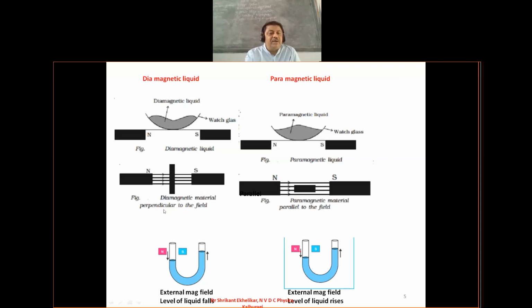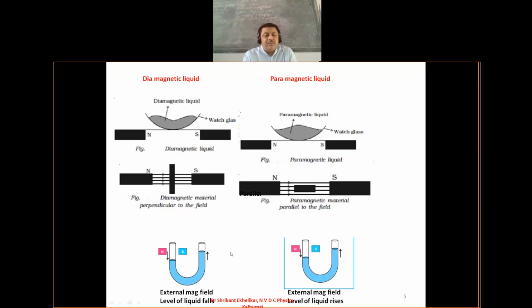So, if a diamagnetic material is suspended, then it stands perpendicular to the lines of force. If it is paramagnetic or ferromagnetic, it will stand parallel to the lines of force. This is what we have seen.